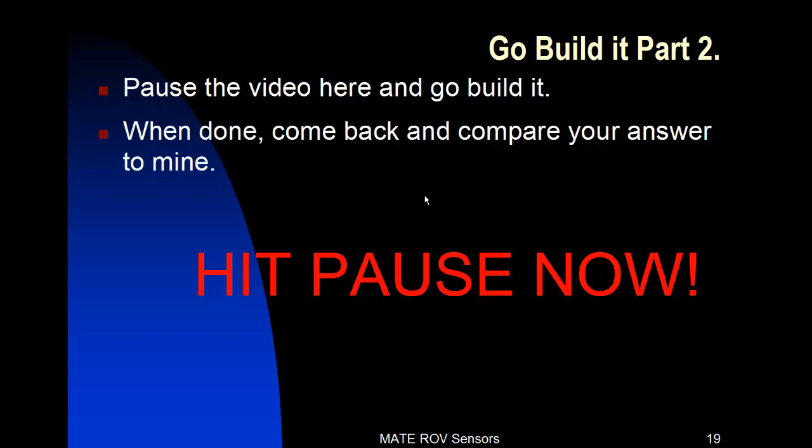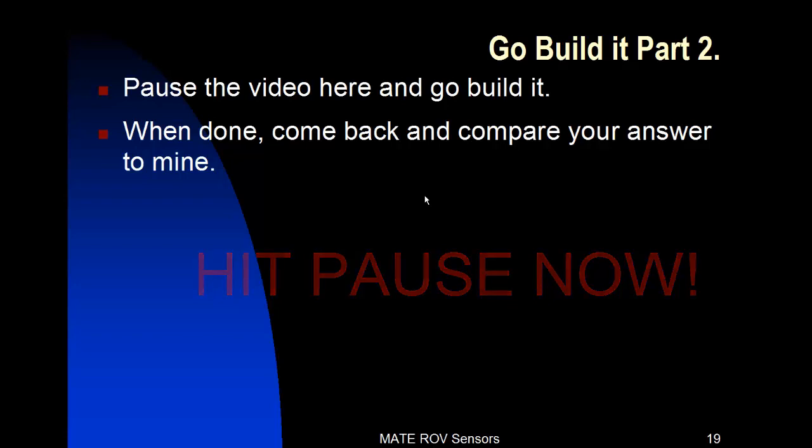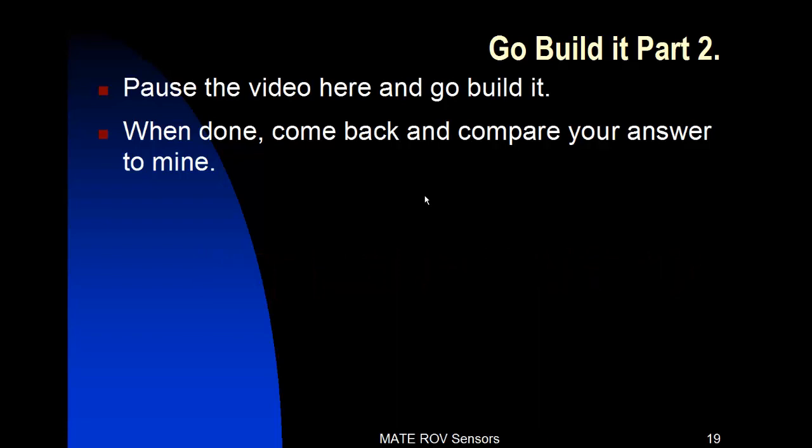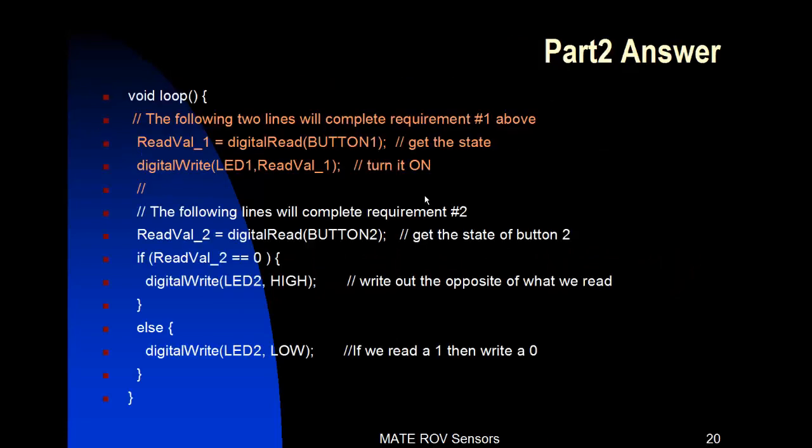Did you hit pause yet? Okay, here's the answer. Now the first part you'll see, the kind of orange color there, that's the requirement for part 1. The new code in white there is the requirement for part 2.